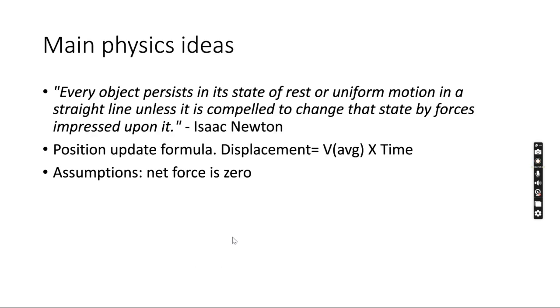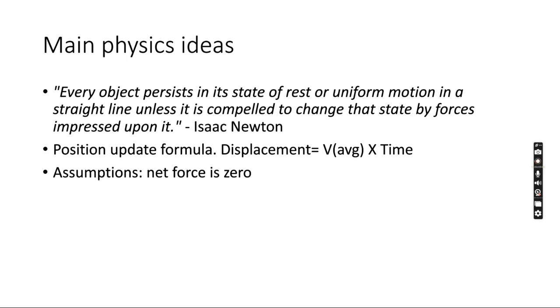So to elaborate on these main physics ideas, Newton's first law explains that an object in motion will stay in motion unless a force acts upon it, or if it's at rest, it will stay at rest. So if the object is going to be at constant velocity, then the net force is assumed to be zero, which is hard to replicate in real life, but those were the assumptions made for the experiment. And additionally, the position update formula was important.